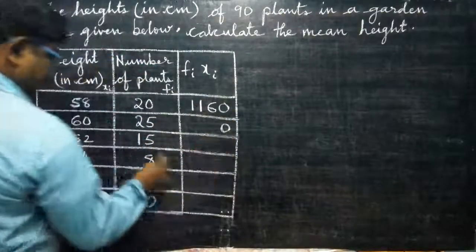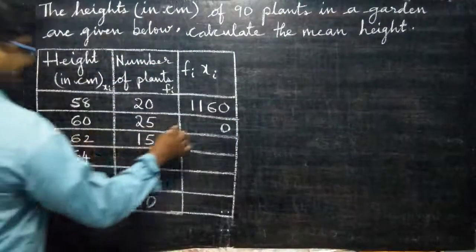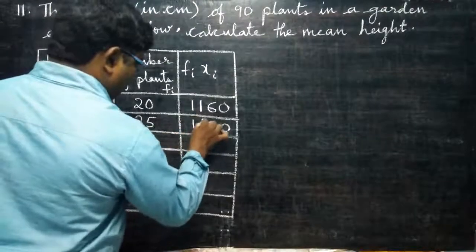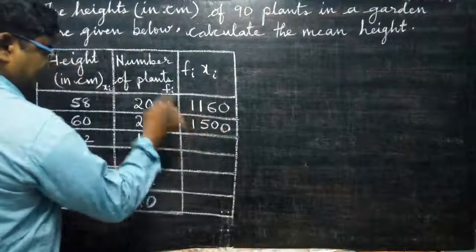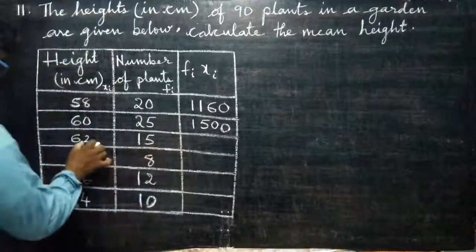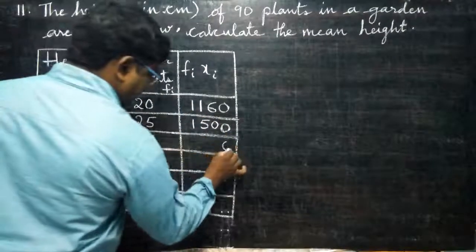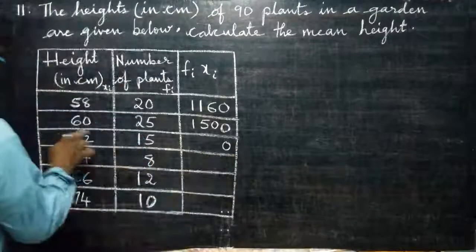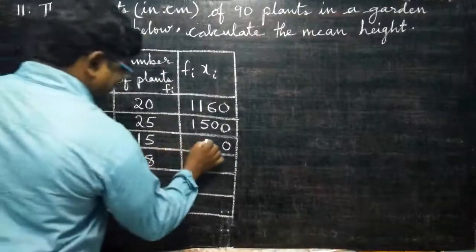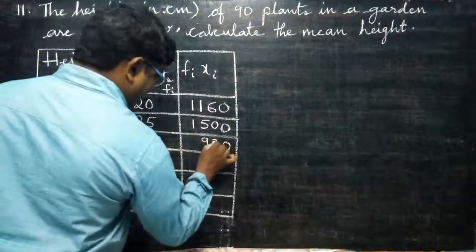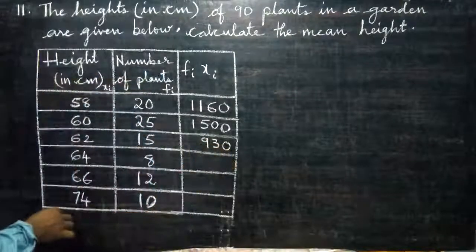25 zeros are 0. 25 6s are 150. So how much? 1500. 1s, 10s, 100s, thousands. 15 2s are 30. 0, 3. 15 6s are 90. 90 plus 3 is 93. So 930. Are you able to follow?